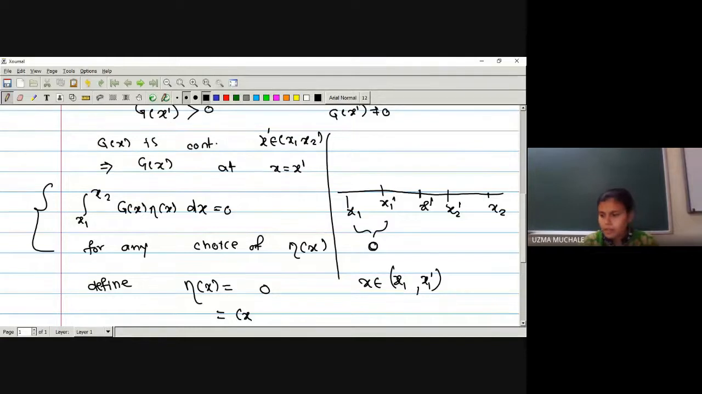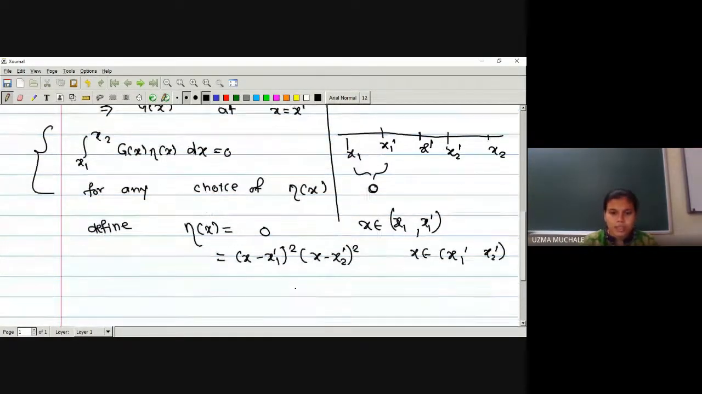So for the next interval we will select eta as (x minus x1 dash) squared times (x minus x2 dash) squared, and this is true for the interval x1 dash to x2 dash, correct? Next we will choose the next interval, where again we will say it is equal to 0, because we can select the value of eta of x as anything. So now we will select x2 dash to x2. This is our next interval, correct?